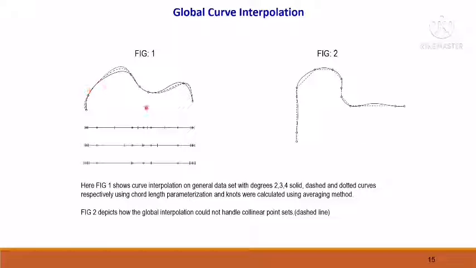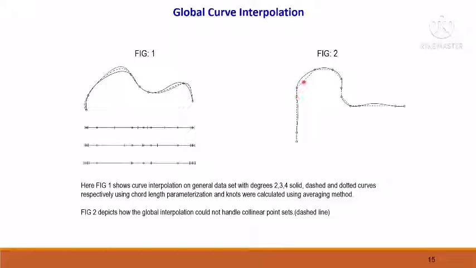Moving on, this particular curve shows interpolation of a general data set with degrees 2, 3 and 4. That is, this is 2, this is 3, this is 4, and they are the solid, dashed and dotted curves respectively. And this figure depicts how global interpolation cannot handle collinear data points, that is the dashed line.